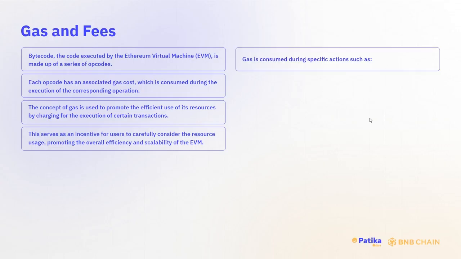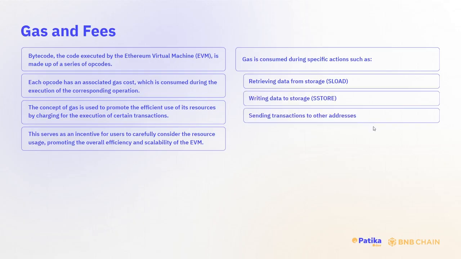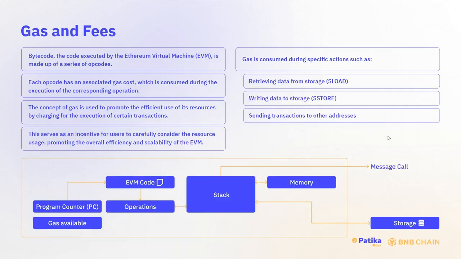scalability of the EVM. So gas is consumed during specific actions such as retrieving data from storage, writing data to storage, and sending transactions to other addresses. So in this regard, in the EVM, operations, stack, storage, and gas are all related components that work together to execute smart contracts and process transactions on the BNB Smart Chain blockchain.